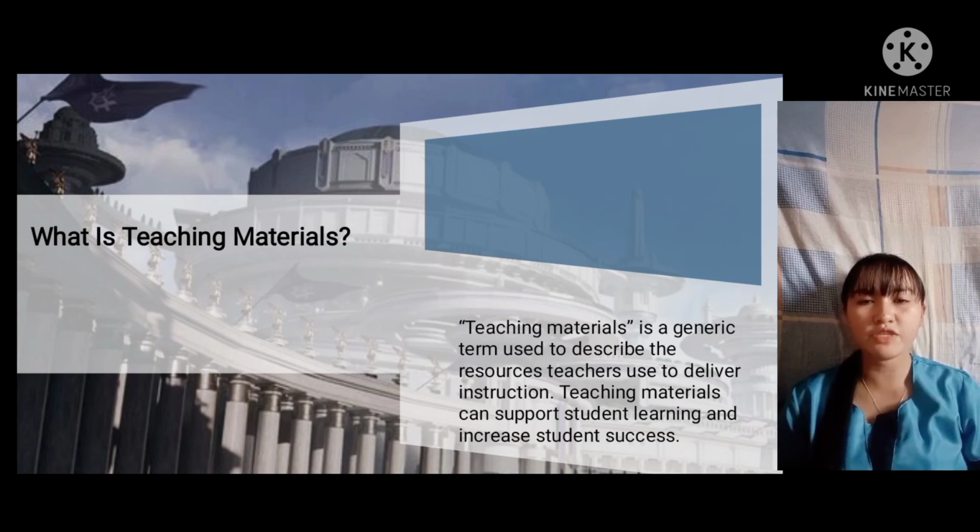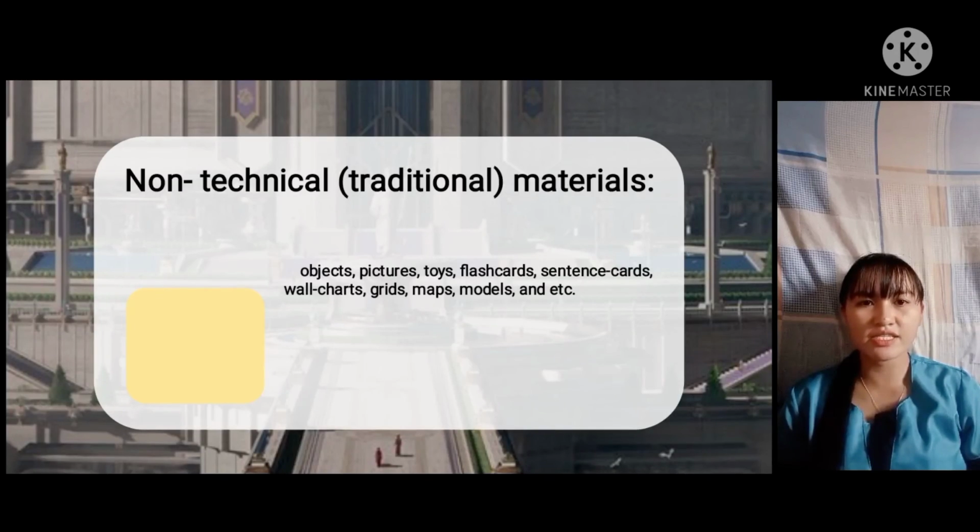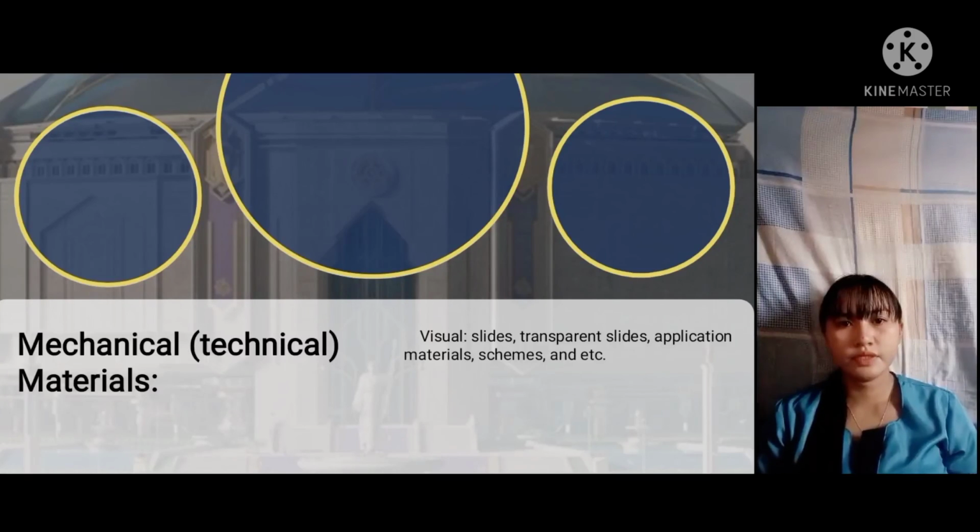There are three types of teaching materials, which are the non-technical or traditional materials, the mechanical, and also the audiovisual teaching materials. Examples of the traditional materials are objects, pictures, toys, flashcards, sentence cards, wall charts, grids, maps, models, etc. The traditional materials are concrete. When we say concrete, it is existing in a material or physical form and we can touch it.